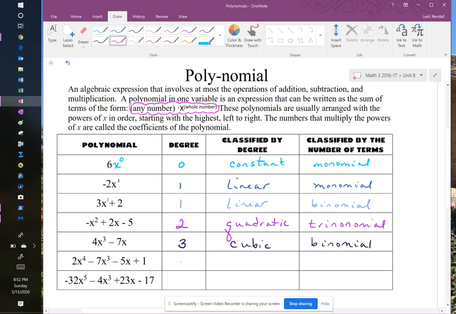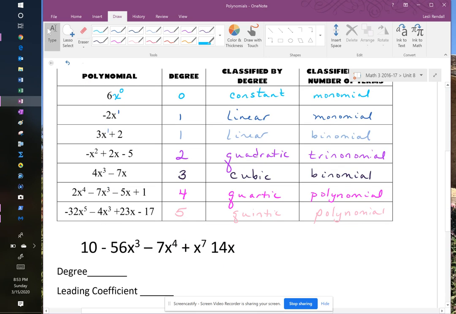Now when we look at the next, we are degree 4, which is called quartic. And it has four terms or four pieces. And once you go beyond 3, we just call it a polynomial. We don't give it any special name beyond 3 terms. The last type of polynomial that we're going to look at is degree 5, and that is called a quintic polynomial. And because it has more than 3 terms, it is a polynomial.